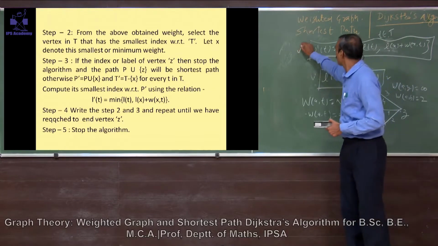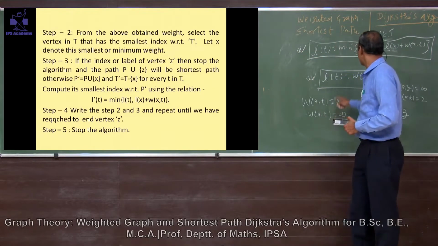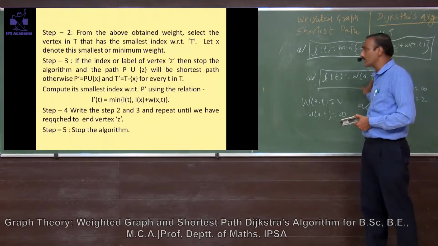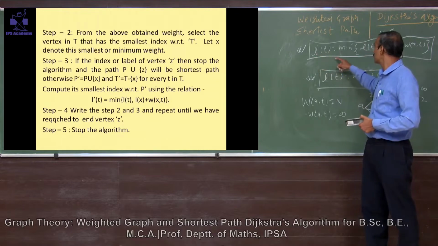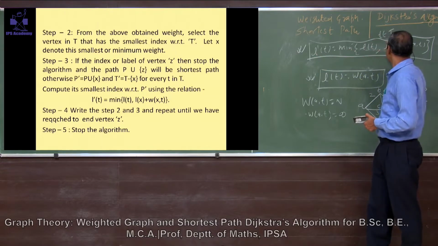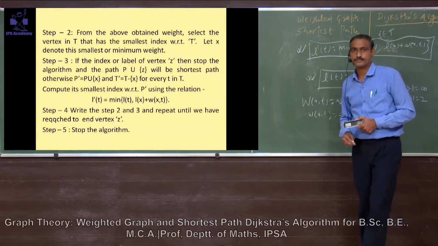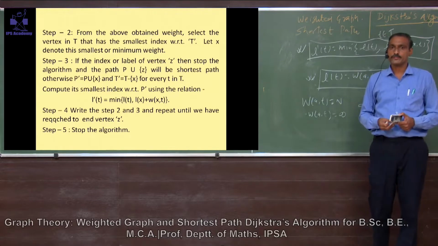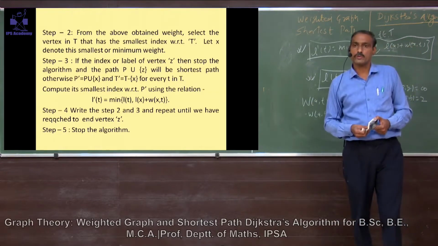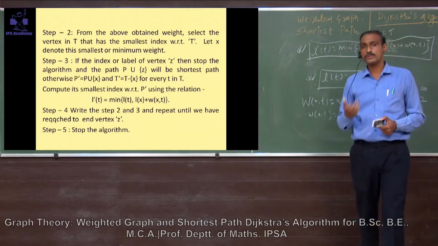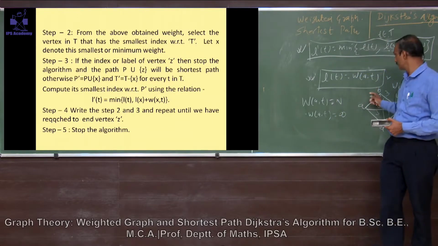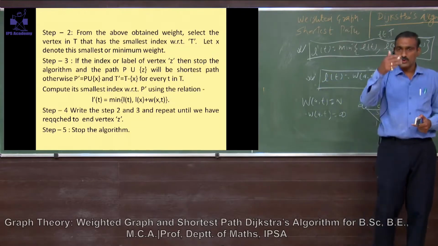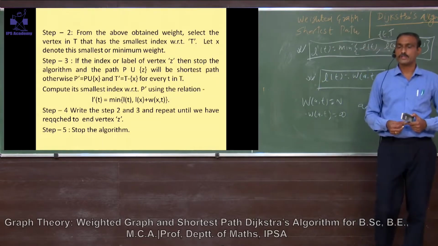So we have two main formulas here. First is L of T equals W of A comma T. This is for the initial vertex, and for the remaining vertices other than A, we use this relation: L dash T equals minimum of L of T comma L of X plus W of X comma T. Now repeat steps 2 and 3 until we have reached the final vertex Z, and stop the algorithm. This is the end of the algorithm. So we have a total of 4 steps in Dijkstra algorithm.